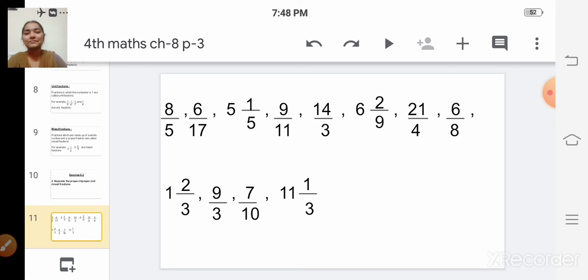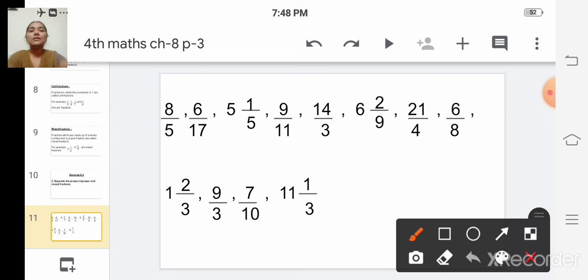Yes. So first fraction, 8 by 5. The numerator is 8. 8 is greater than 5, isn't it? So the numerator is greater than the denominator. So it is an improper fraction. So shall we write I? So 8 by 5 is an improper fraction.